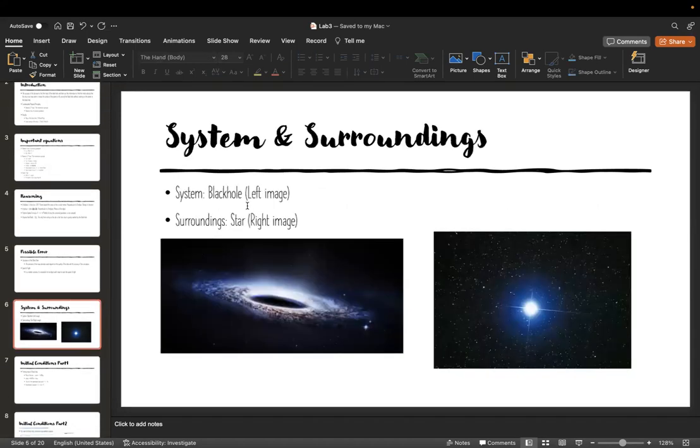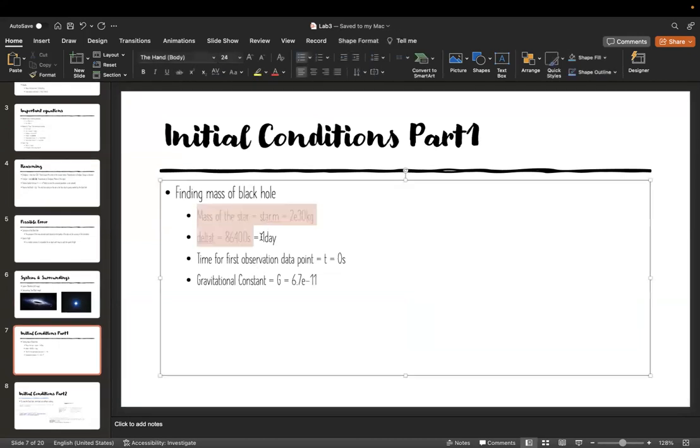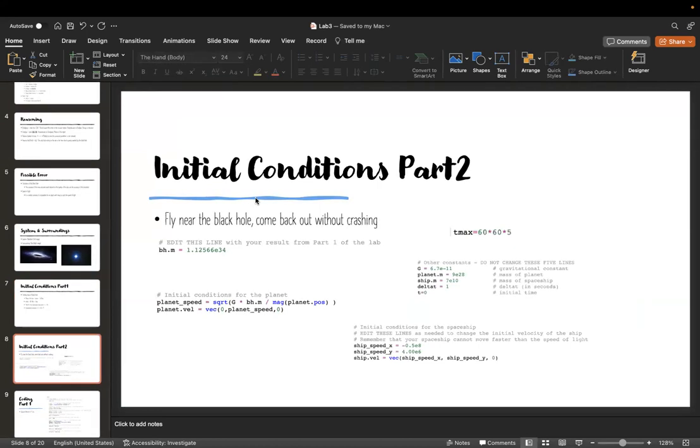Here is my system, the black hole, as a system on the left, and the surroundings, the star. Initial conditions for part one, finding mass, those are given things. Initial conditions for part two: fly near the black hole and come back out without crashing.